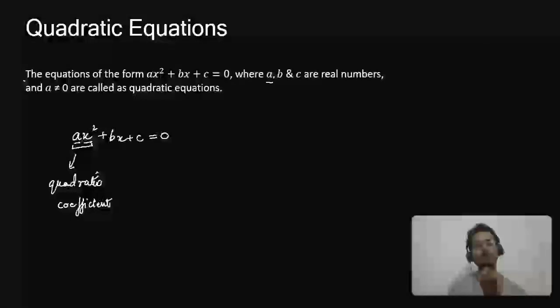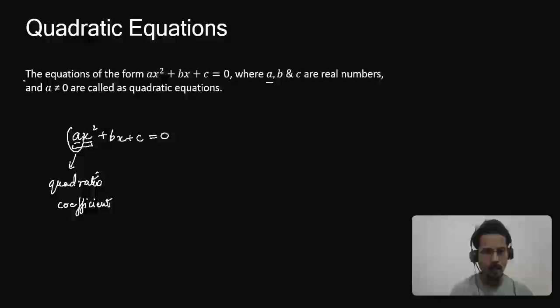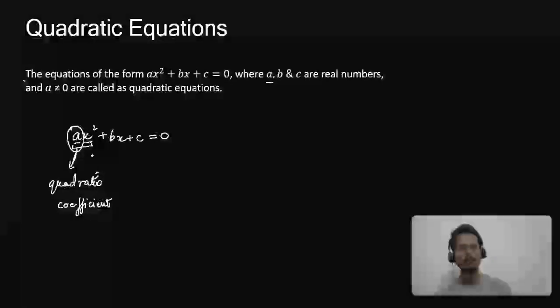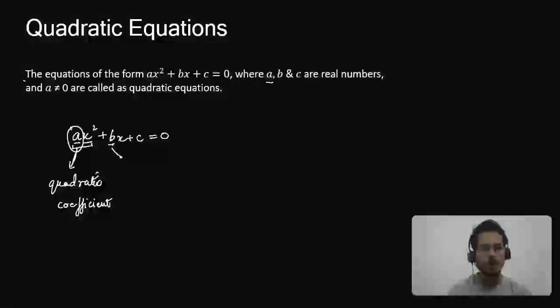So a is the coefficient of this quadratic term, the coefficient of this x square. So it is known as the quadratic coefficient. Let me make it even more clear. This a is the quadratic coefficient. This b over here is the linear coefficient, okay?